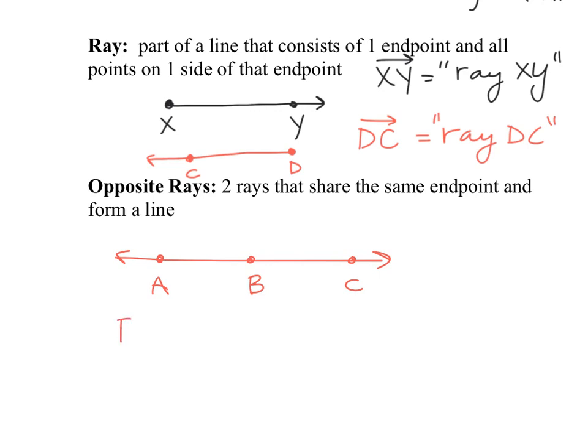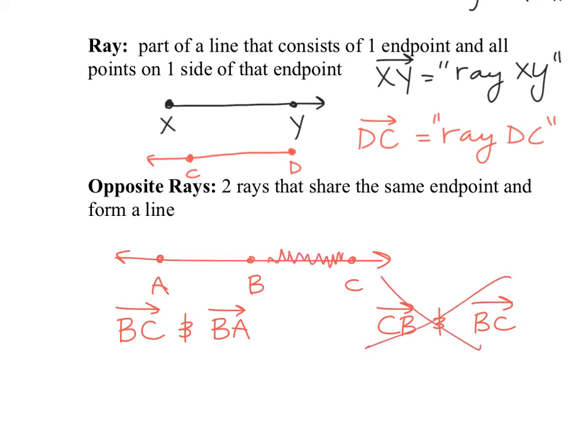So opposite rays here would be ray BC and ray BA. So starting at B, going to A, starting at B, going to C, okay? Those would be considered opposite rays. I can't say ray CB and ray BC are opposite rays because there's overlap, right? They share this whole chunk of the line, so that doesn't work. It has to just share the one endpoint, and then they have to go in opposite directions. Questions on that? Okay.